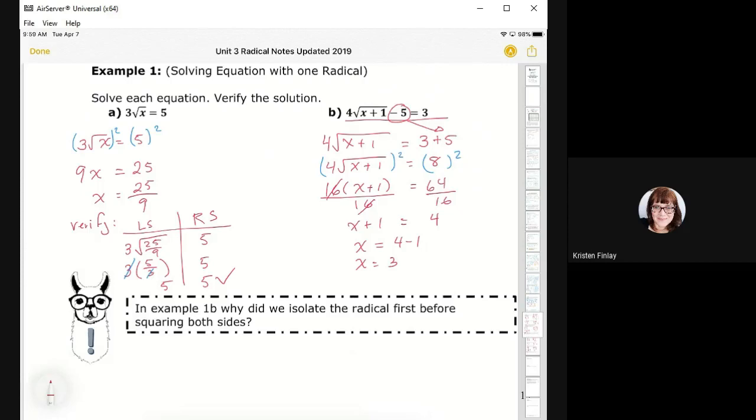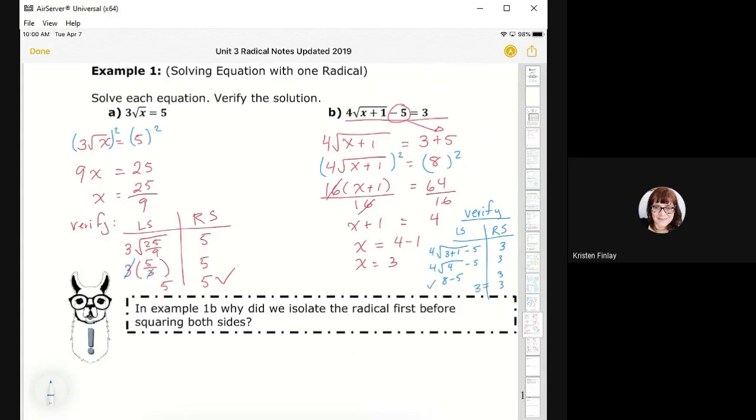substituting in, I'm going to do it in blue so it sticks out. Verify left side versus right side. So I'm going to have 4 times root 3 plus 1 minus 5 equals 3. So this will be 4 root 4 minus 5. 4 times root 4. Root 4 is 2, so this is 8 minus 5. Again, this is 3. 8 minus 5 equals 3, so yes, it works.